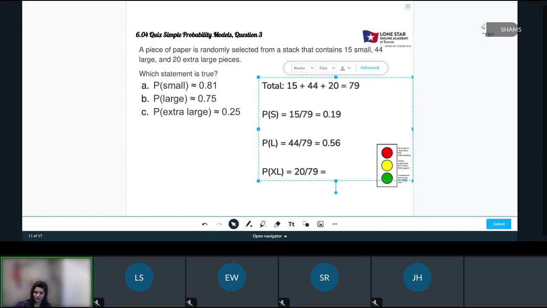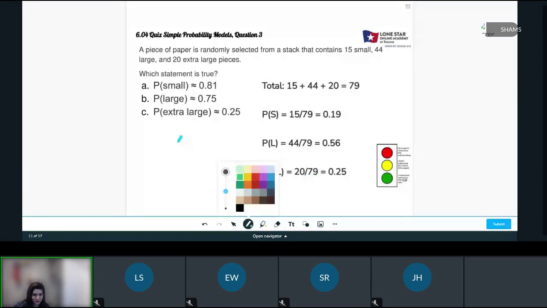That's going to be around 0.25. 20 out of 80 is 25%, right? 20 out of 80 is 25%. So 20 out of 79 is around 25% also. So since answer choice C is the closest correct answer.